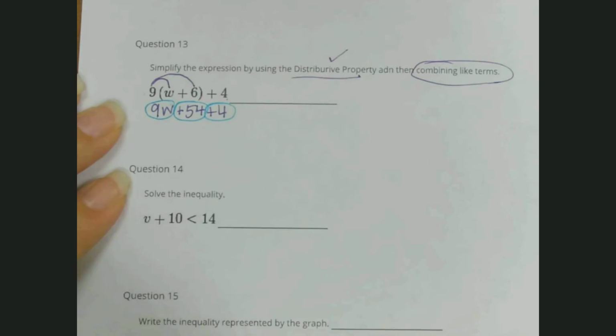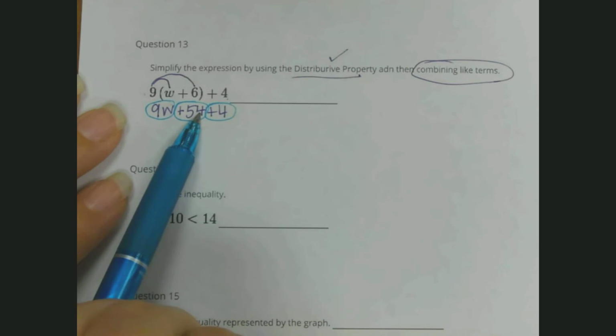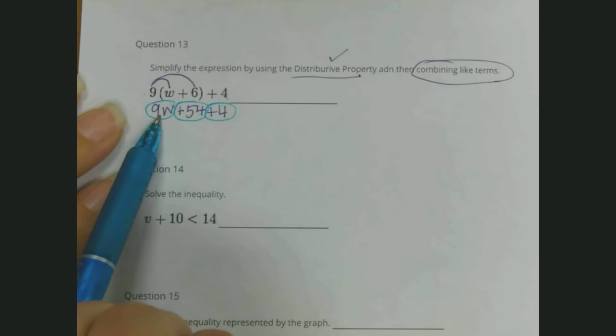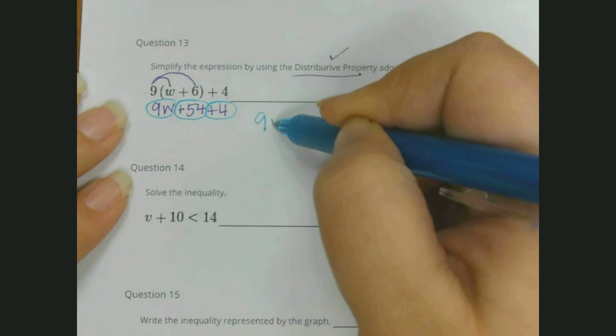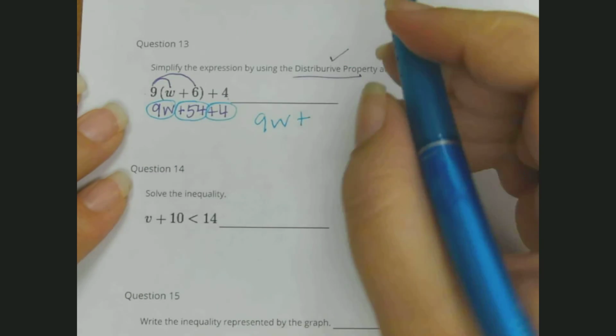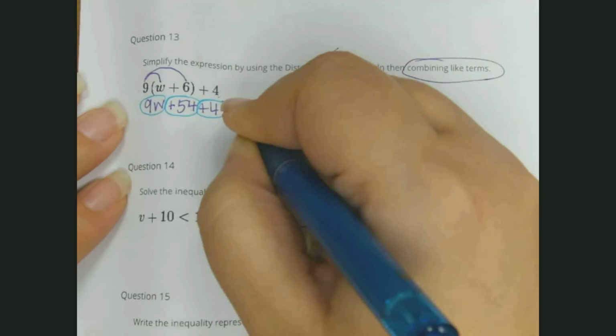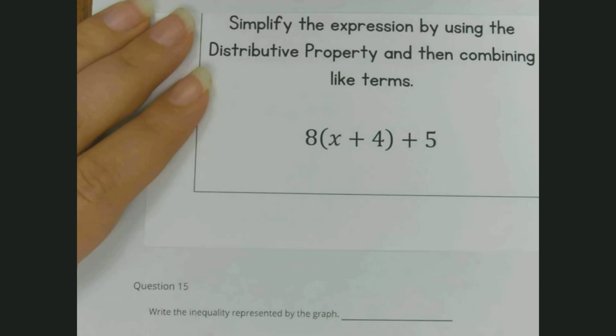9w, that's a term, 54 is a term, and 4 is a term. I cannot combine w's and numbers. I can only combine numbers with numbers, w's with w's, x's with x's, etc. So I'm going to keep 9w by itself, but I am going to combine 54 and 4 because they're numbers, they're the same family. 54 plus 4 is 58, so that is my answer. 9w plus 58. If you missed that problem, please try this one.